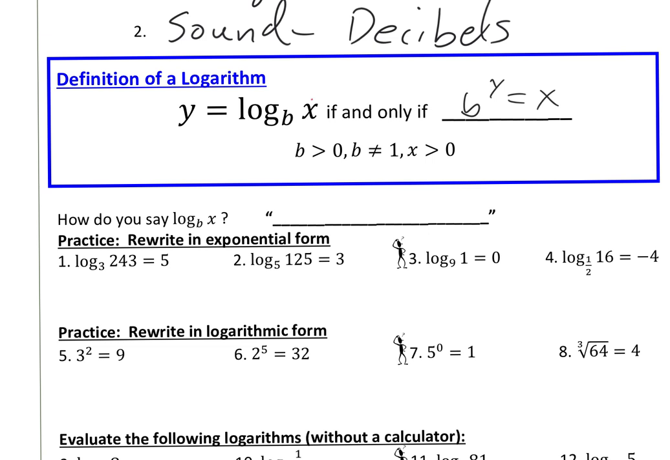So essentially, all you really do is you just flip these two things and drop the log. So base b to the power of y equals x. This is a way of rewriting an exponent as a log so that we can get the exponent all by itself. That's the whole point here. And again, how do you say it? You say log base b of x.